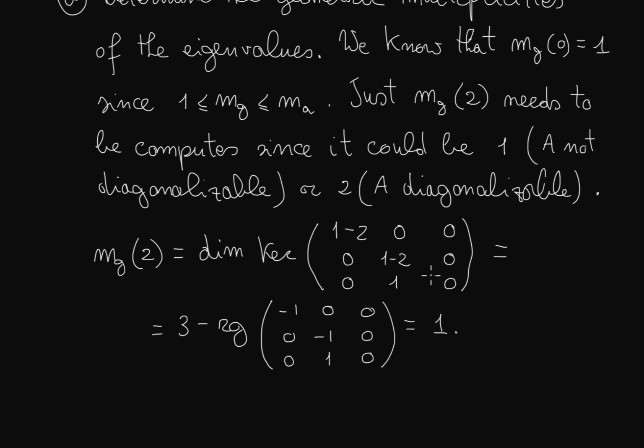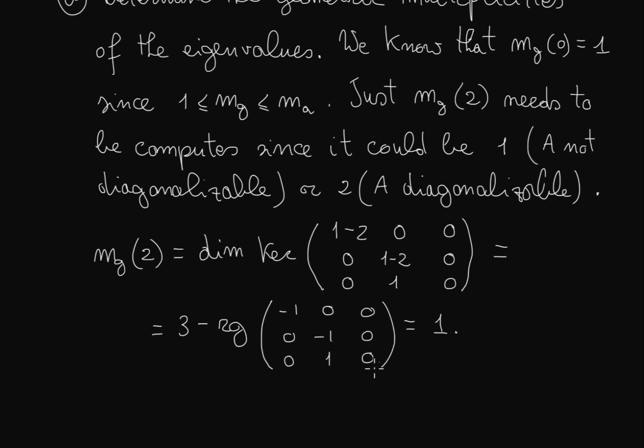What's the rank of this matrix? Well, we have to write explicitly down the coefficients of the matrix. So we have negative 1, 0, 0, 0, negative 1, 0, and 0, 1, 0. The rank of this matrix is 2. The first two rows are linearly independent, and the third is a multiple of the second.